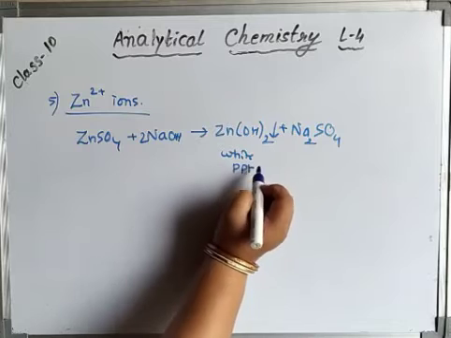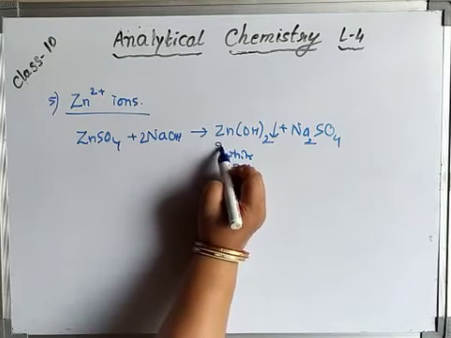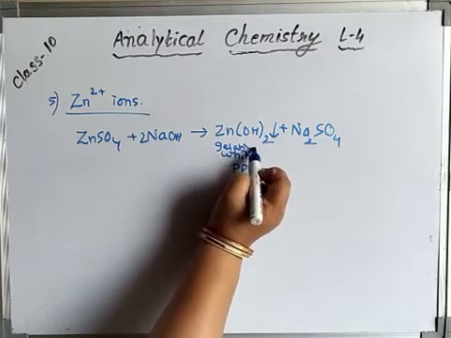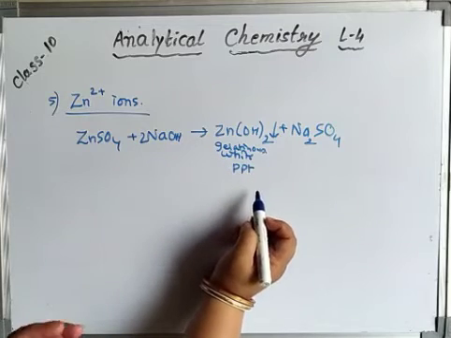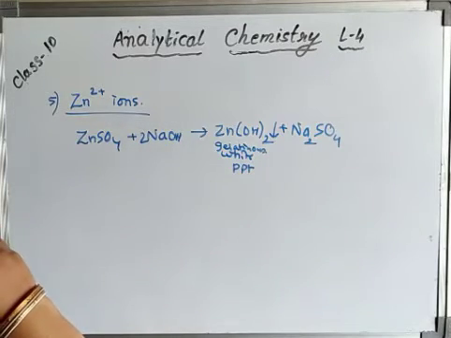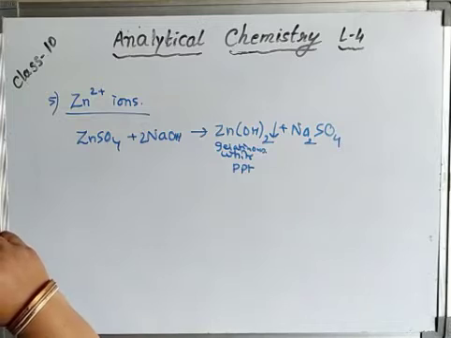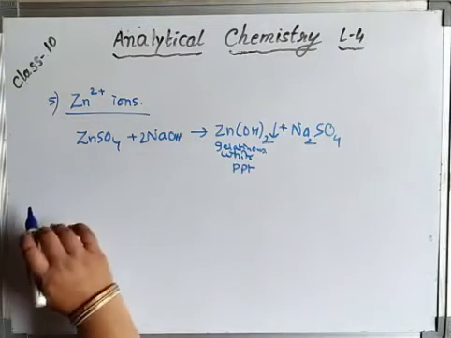white precipitate. But what type of white precipitate? It will be a gelatinous white precipitate. Means it will be a bit shining, glycerin type of shining, gelatinous white precipitate. And the others, all three, are colorless solutions.